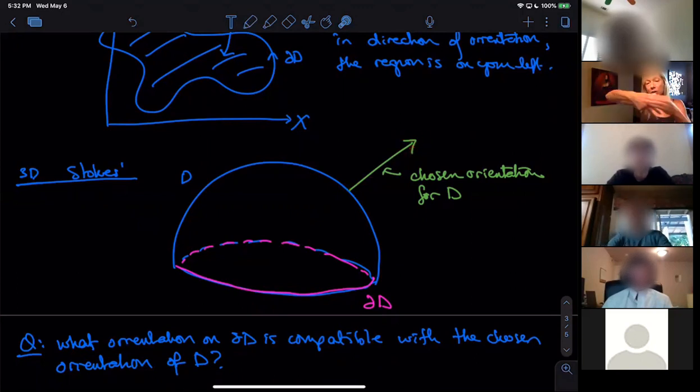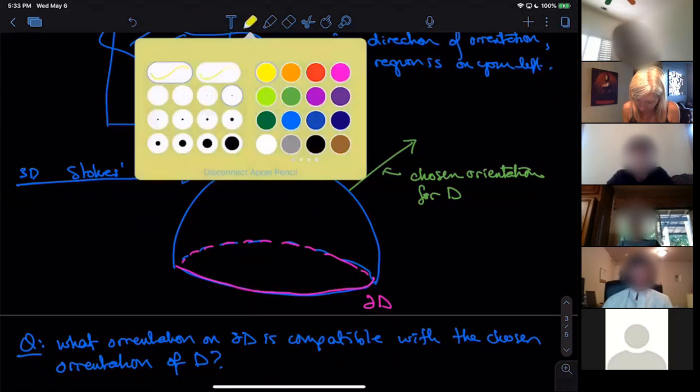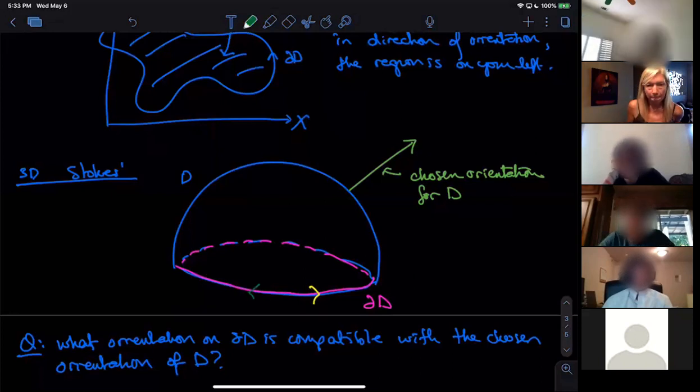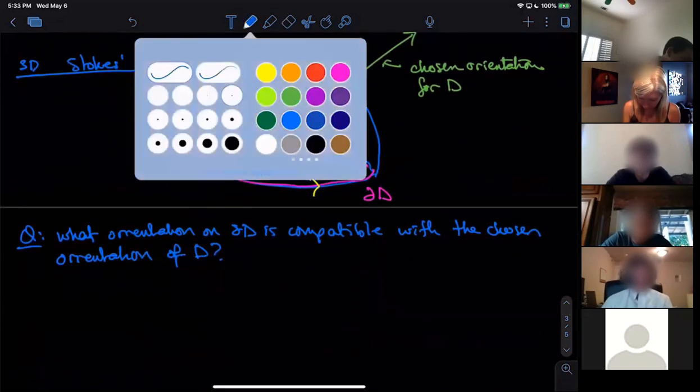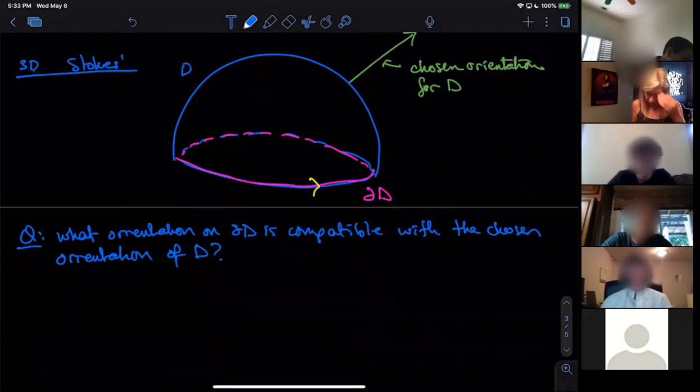So if I walk along the boundary so that my head is in that orientation, which way would I walk so that D itself is on my left? Would I walk in the direction of the yellow, or in the direction of the green? I want to walk in the yellow, absolutely. So the yellow is the direction that's compatible with that chosen orientation for the surface.